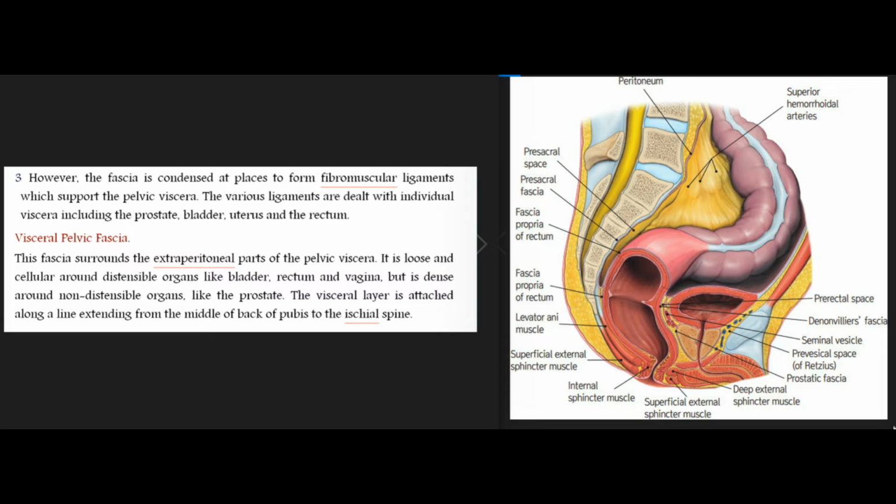Visceral pelvic fascia. This fascia surrounds the extraperitoneal parts of the pelvic viscera. It is loose and cellular around distensible organs like the bladder, rectum, and vagina, but is dense around non-distensible organs, like the prostate. The visceral layer is attached along a line extending from the middle of the back of the pubis to the ischial spine.